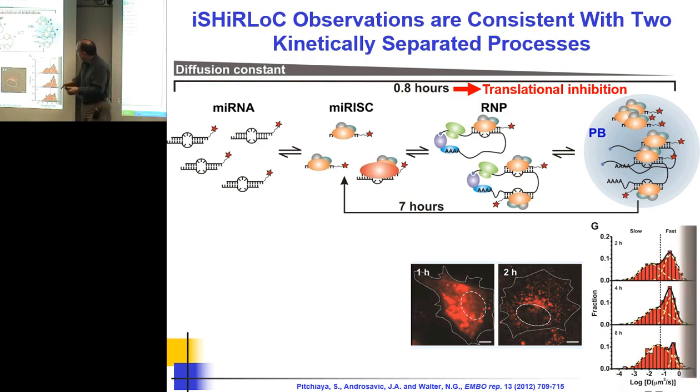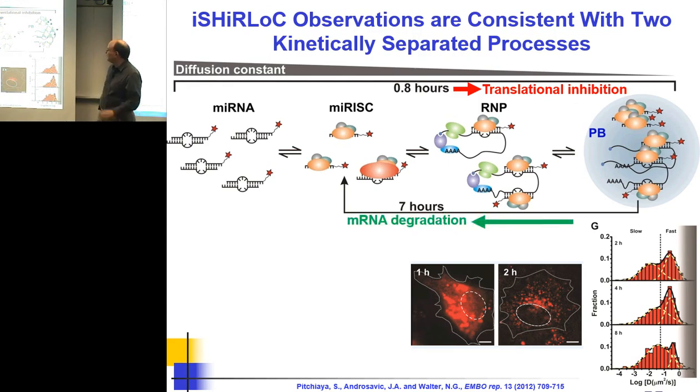And remember that I pointed out before that in our diffusion constant distribution plot, the curve moves to the right over the same time scale of 7 hours or so. So this suggests that they become not only more monomeric, but also faster diffusing, as this model suggests. And that, we believe, has to do with degradation.